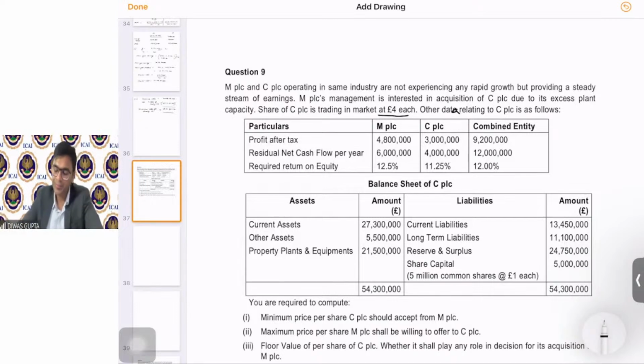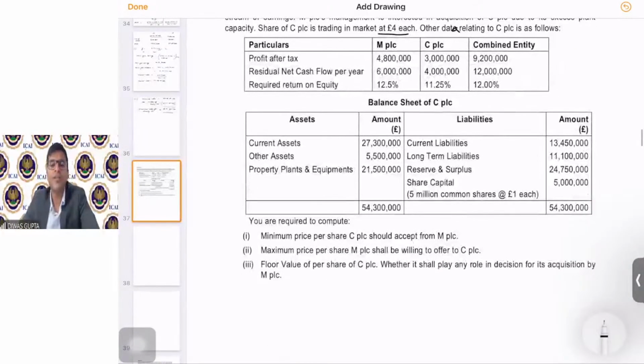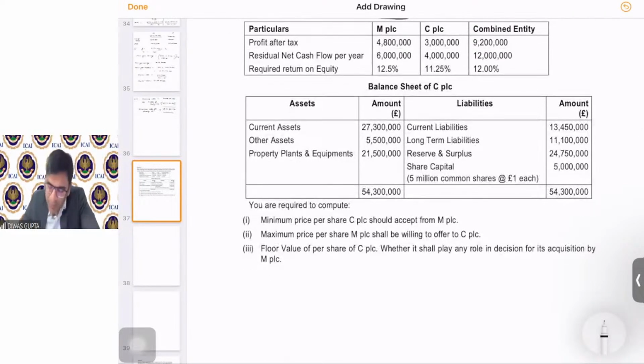Profits after tax is given for MPLC, CPLC, and even the combined entity. Residual net cash flow per year has also been given to you. Required return on equity is also given. Balance sheet in the form of the different assets and the different liabilities is also given. You're required to compute the minimum price per share CPLC should accept from MPLC.